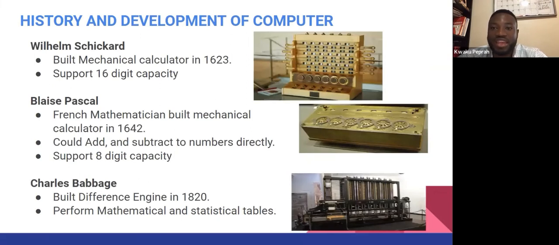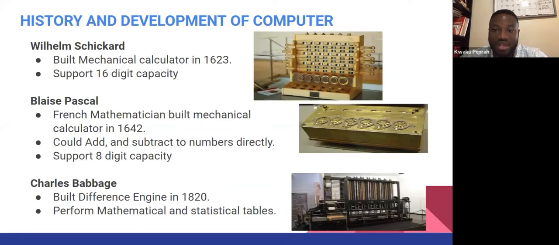So there came another instrument, by Wilhelm Schickard. He built a mechanical computer in 1623. This machine or device supported 16 digits capacities. And then after that came Blaise Pascal. Blaise Pascal was a French mathematician who built a mechanical calculator in 1642. And this device was able to do addition and subtraction of numbers directly. It only supported 8 digits.